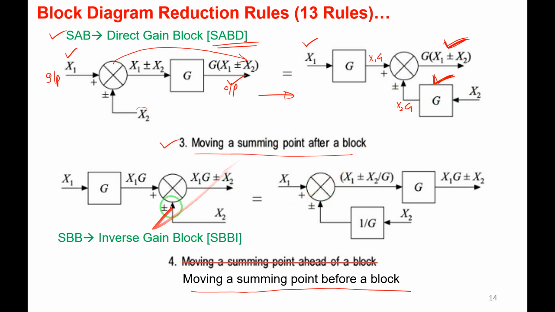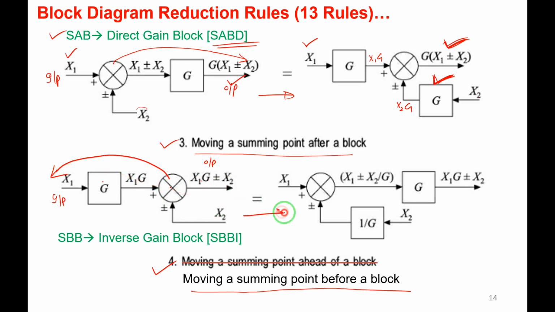And if the summing point is moved before, this is rule number 4 we will see now. Moving a summing point before a block. Suppose the arrangement is like this. Block is here, summing point is here. I want to shift the summing point before a block. Here we have seen after a block. Here I want to shift the summing point before a block. What are the changes? Just observe here. The input here is x1. Output is x1 into G plus or minus x2. Right? And I want to shift this summing point before a block.